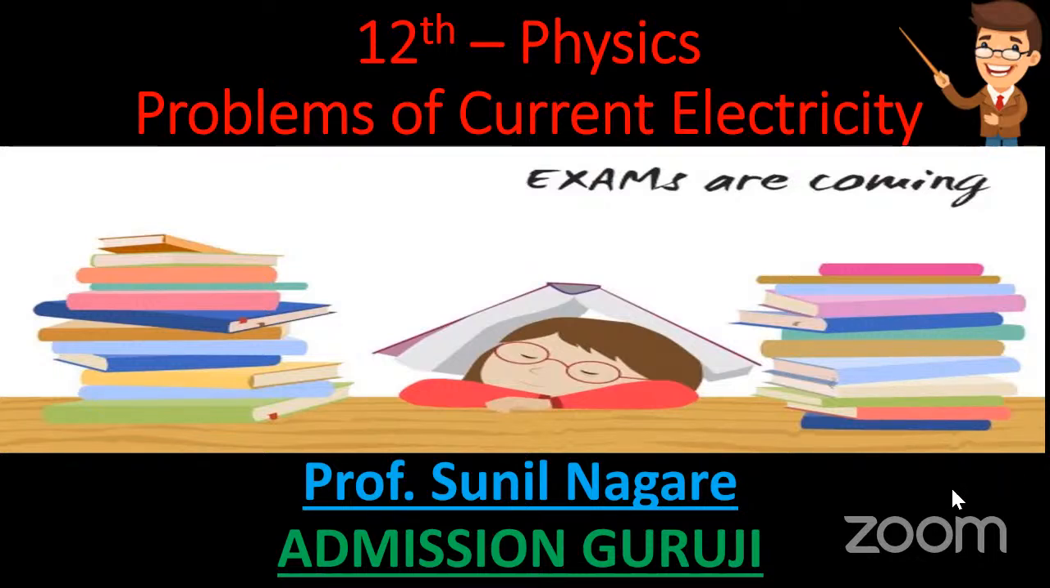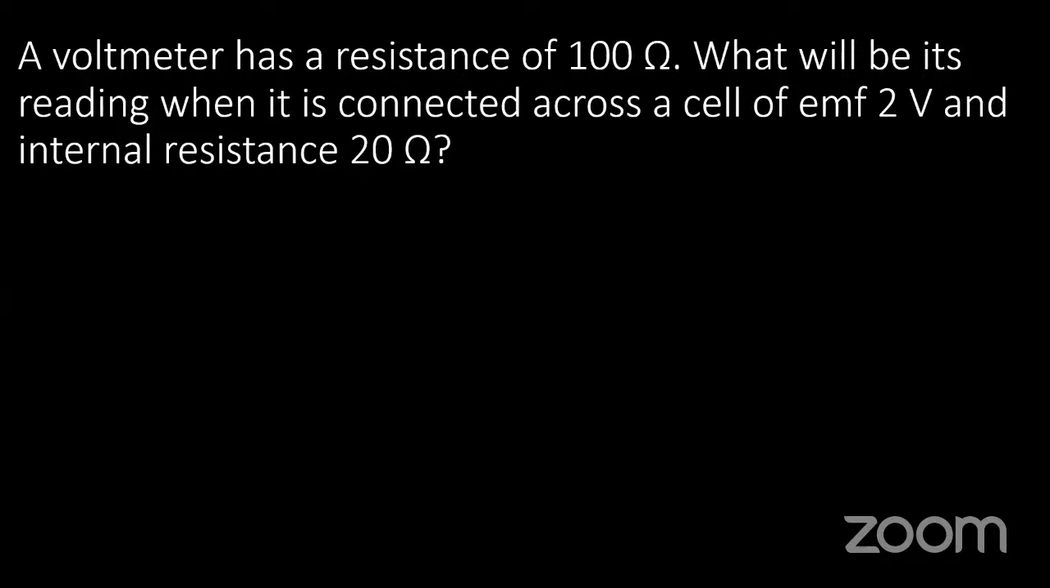So let's see the first problem. See, उन्होंने क्या बोला? A voltmeter has a resistance of 100 ohm, and what will be its reading when it is connected across a cell of EMF of 2 volt, and internal resistance is 20 ohm. So यहाँ पे given क्या दिया? एक voltmeter जिसका खुद का resistance कितना है? 100 ohm, and उसको किसके across लगाए? 1 EMF. EMF का voltage कितना है? 2 volt, and resistance कितना है? 20. So we need to count voltage across that EMF by using voltmeter.